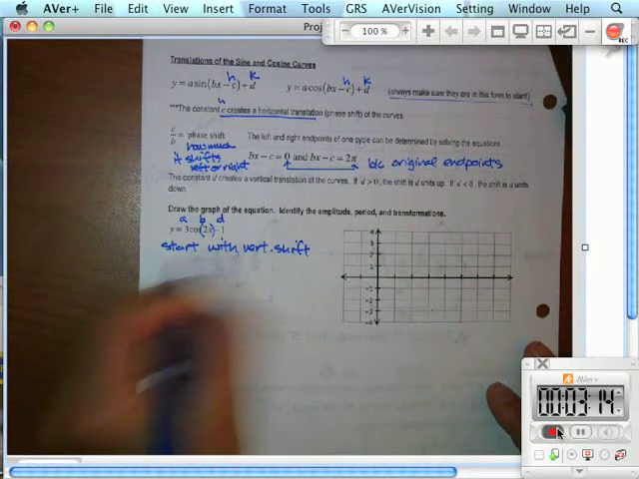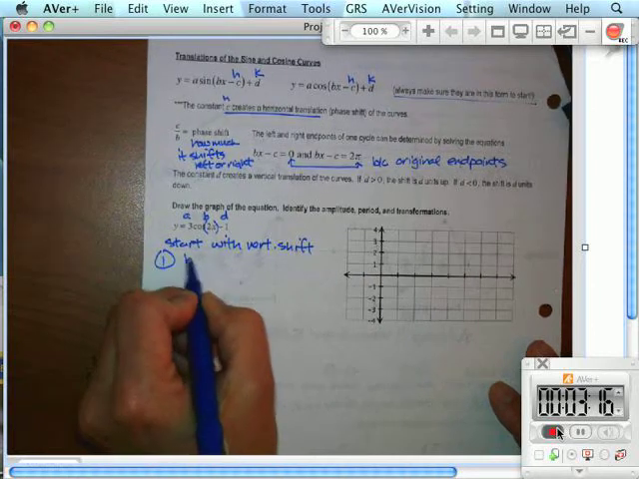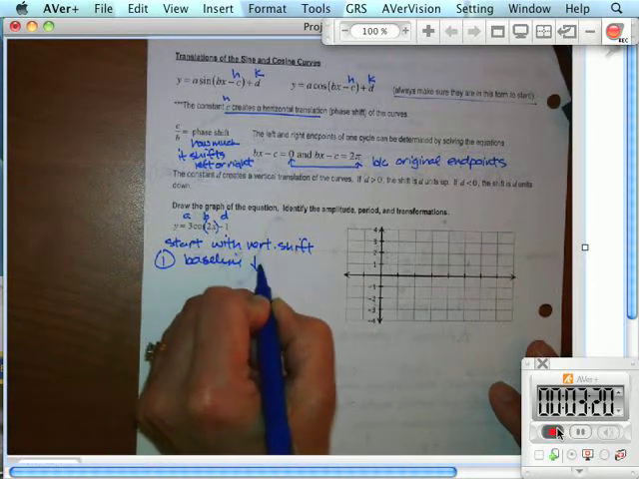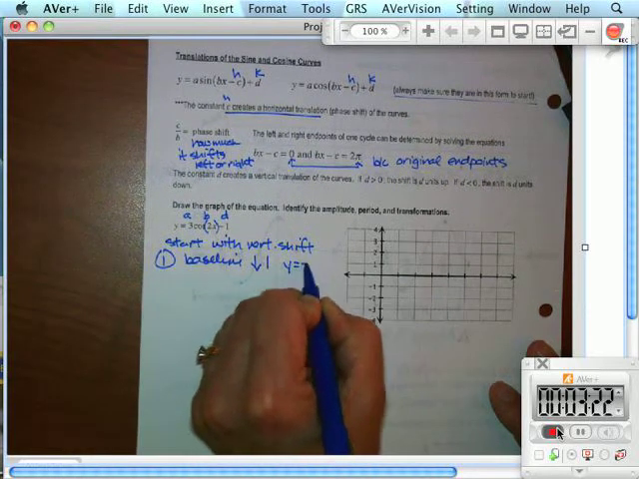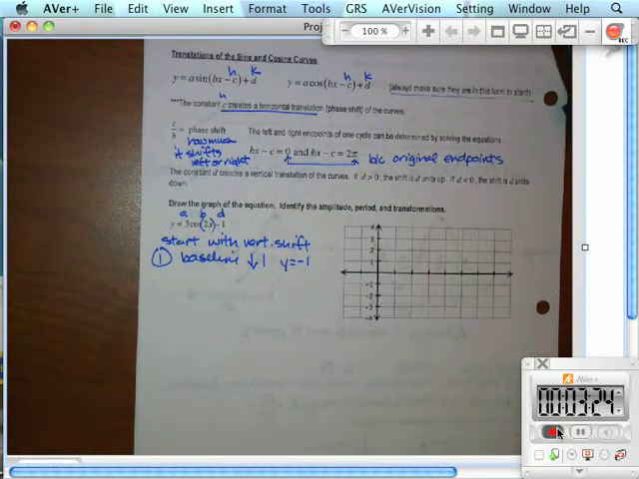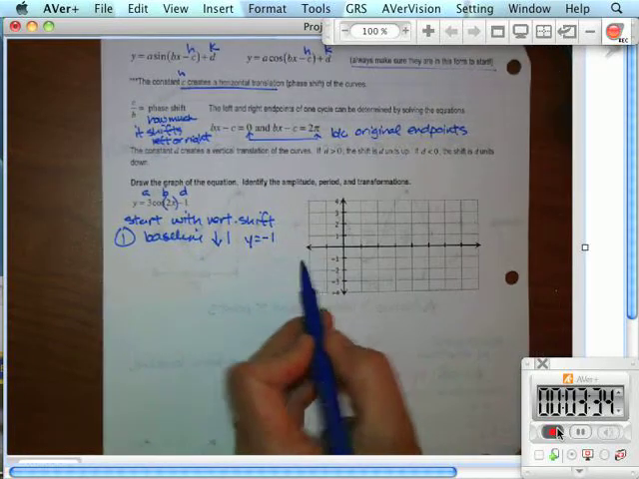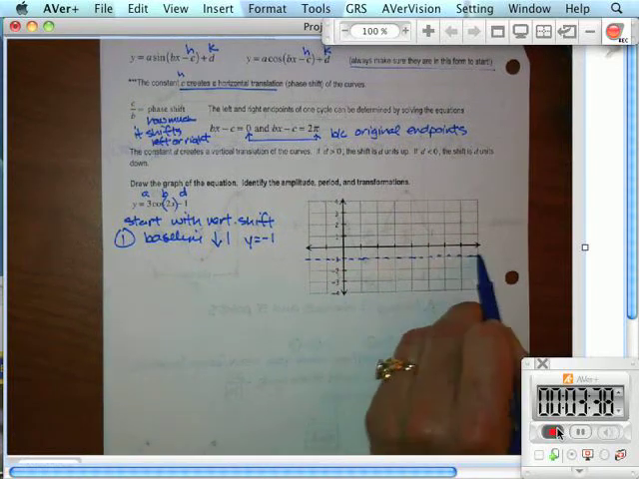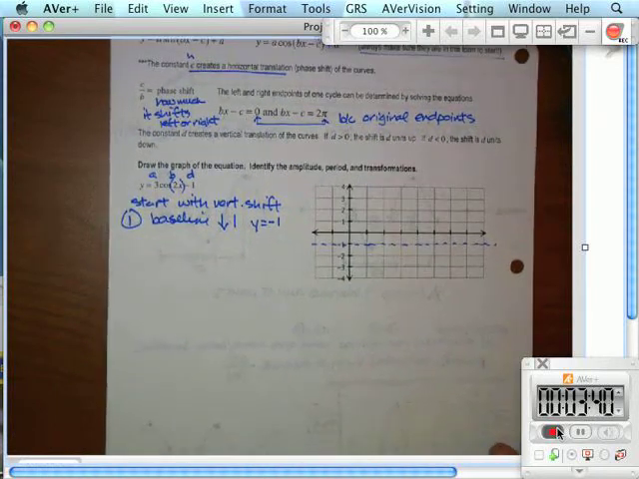So number 1, the baseline goes down 1, so my baseline will be y equals -1. When you're doing this, do you need to write all this out? No, but for teaching purposes here, I'm going to write it out a little bit. So I'm just going to automatically draw my baseline here. It's shifted down 1, that's my new baseline. It's not the x-axis anymore.